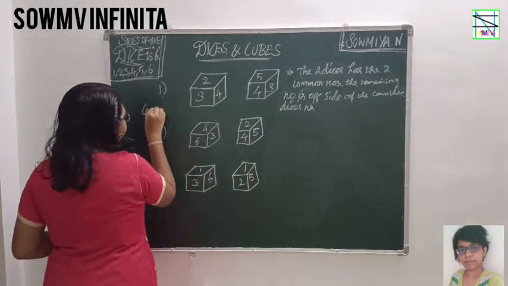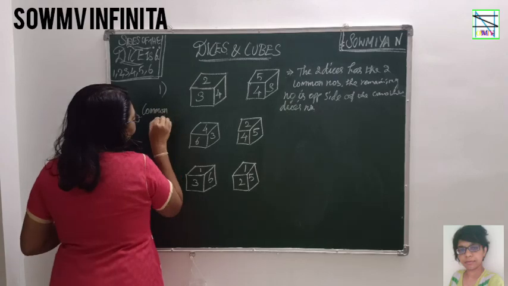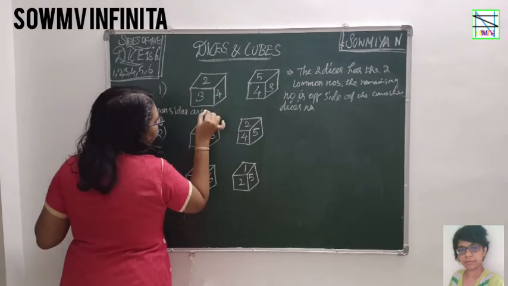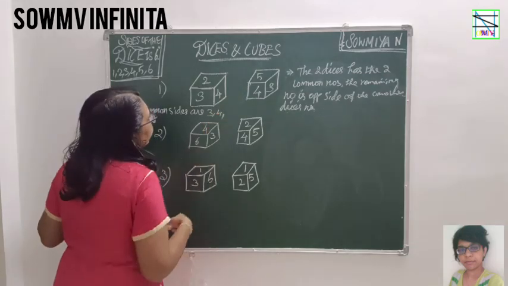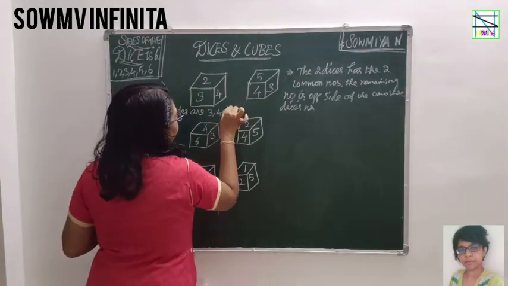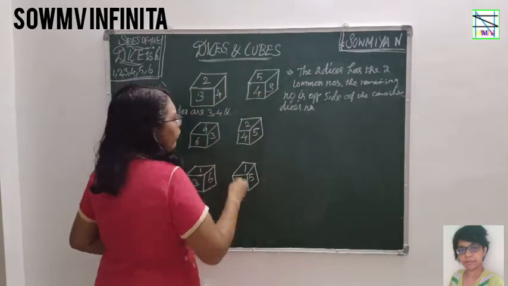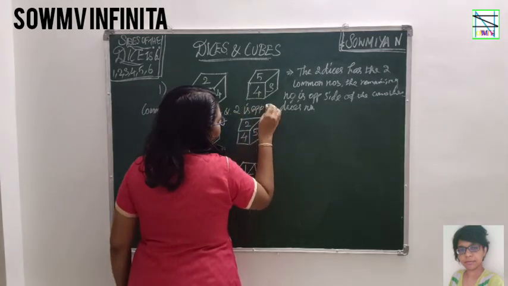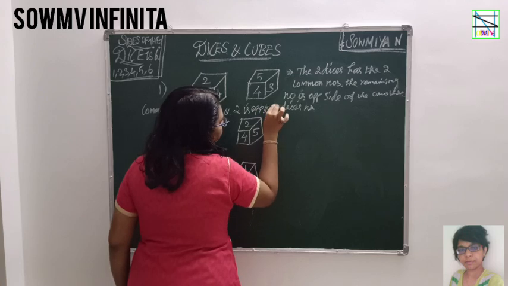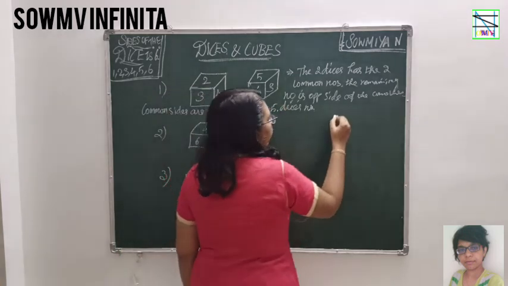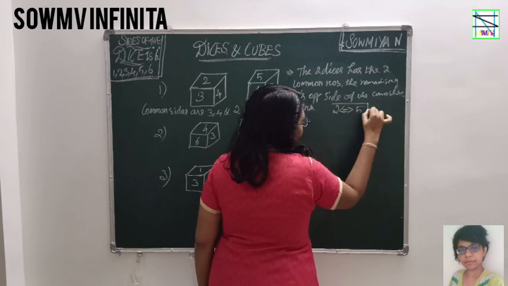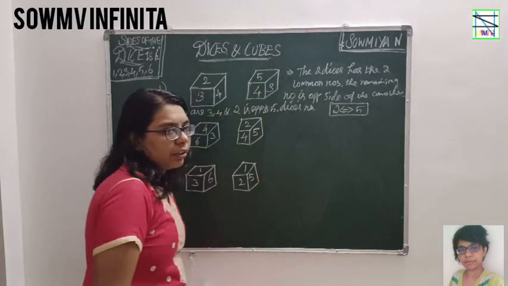Here the common sides are 3 and 4. Then 2 is opposite to 5. Okay, 2 is opposite to 5. This is the first condition.